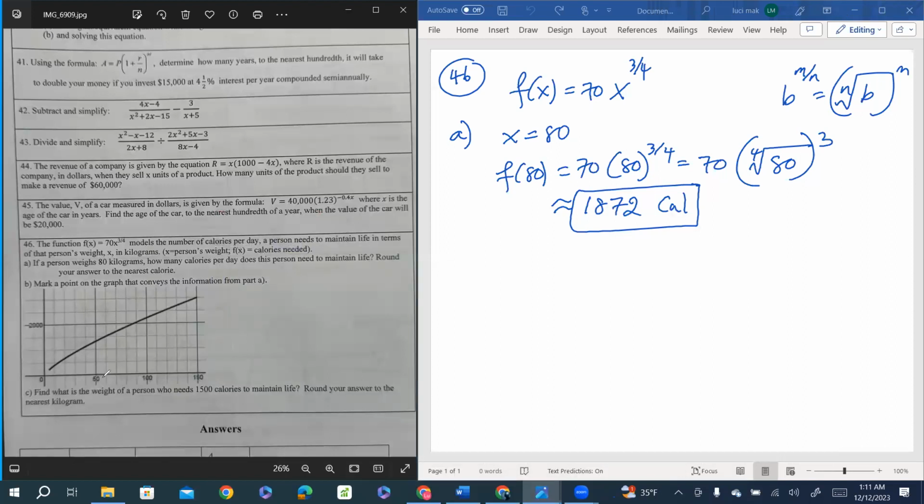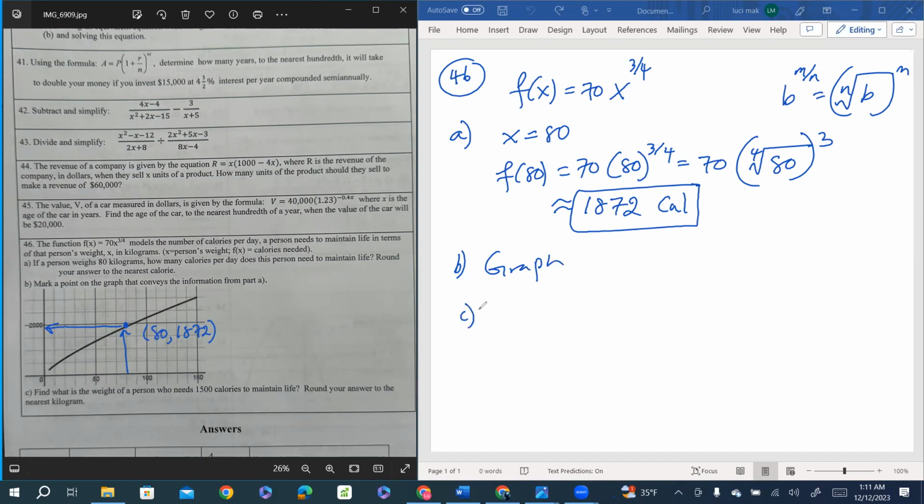For part B, you can also check on the graph for 80, somewhere around 50, 60, 70, 80. It's 1,800 something. The graph only gives you an approximation, so we have to use the function to find the exact or approximate value to the nearest whatever they want. For part B, make a point on the graph that conveys the information from part A. When it's 80, it's somewhere around here. So this is the point 80 comma 1872.